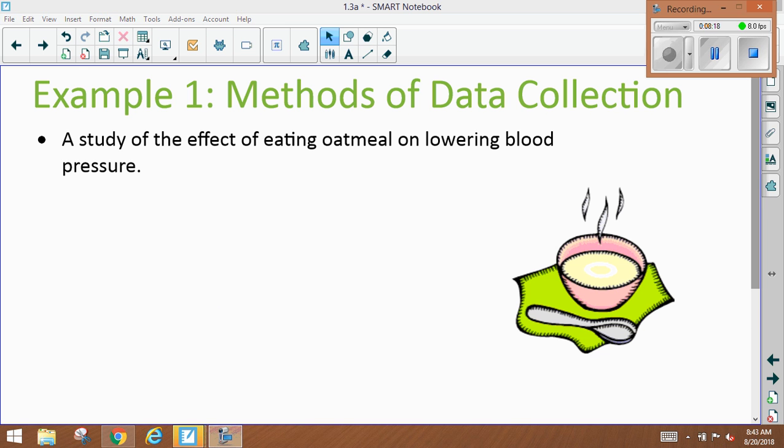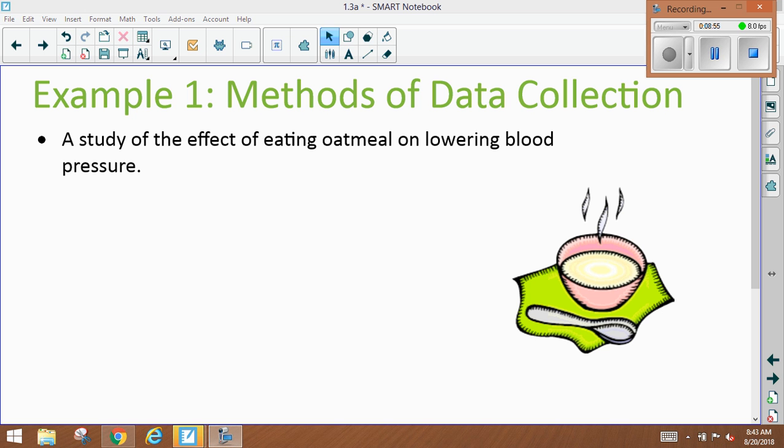All right. So which one would you want to use for this? A study of the effect of eating oatmeal on lowering blood pressure. So you say survey, what do you think? Experiment? Same experiment? Yeah, so for a survey, if you wanted to know how many people eat oatmeal for breakfast, or how many times a week the average person eats oatmeal for breakfast, something like that, then you would want to do that.